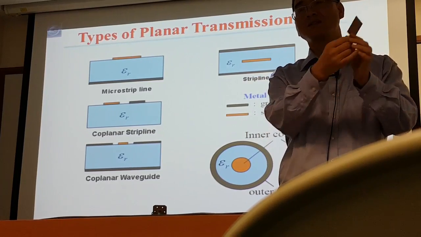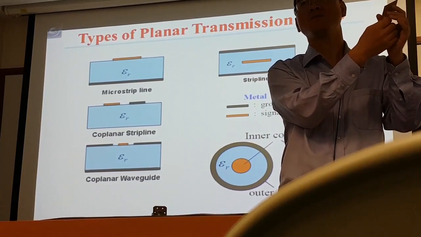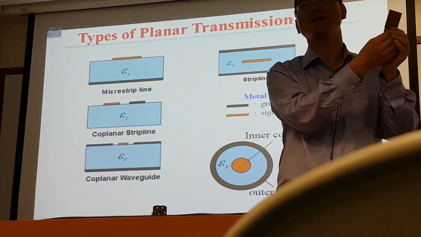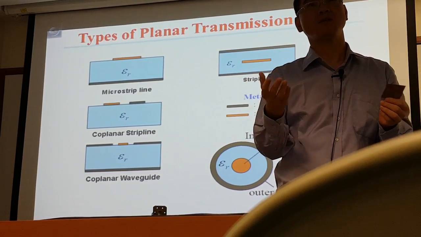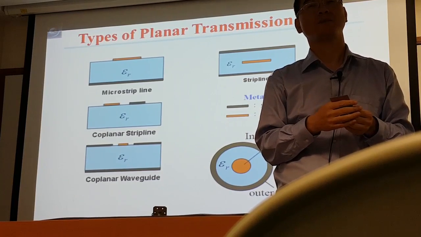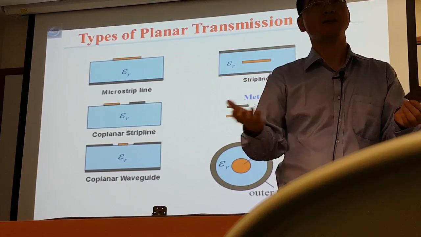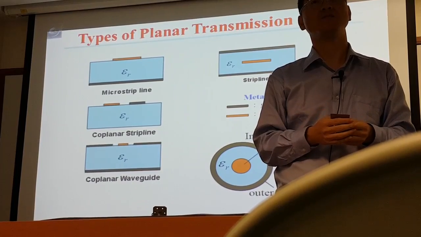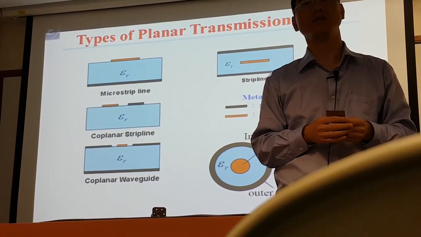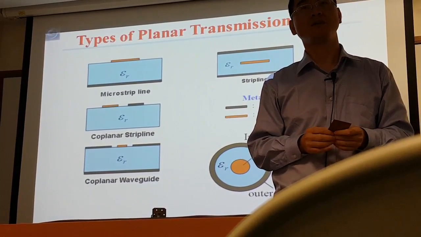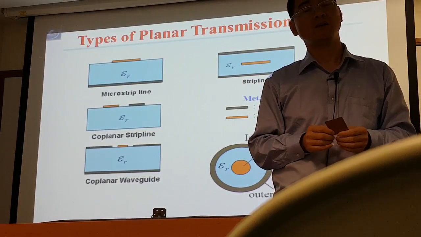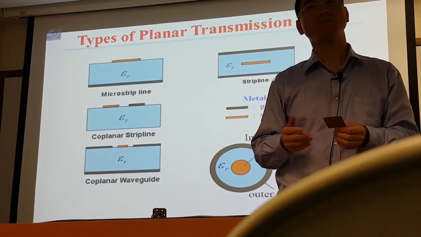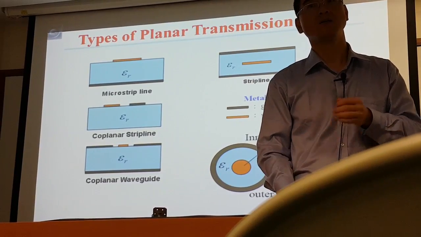For instance, this is connected with a transmitter, a power amplifier. At minimum, if all this impedance is matched to 50 ohm, typically we use 50 ohm, then there is minimum reflection, and most of the power can be transmitted to the outside.